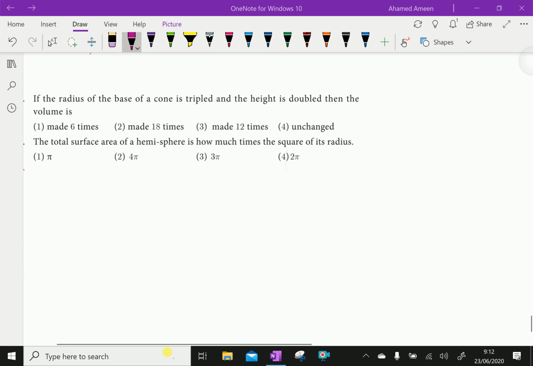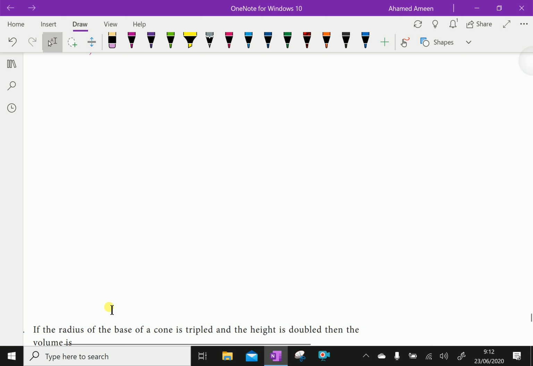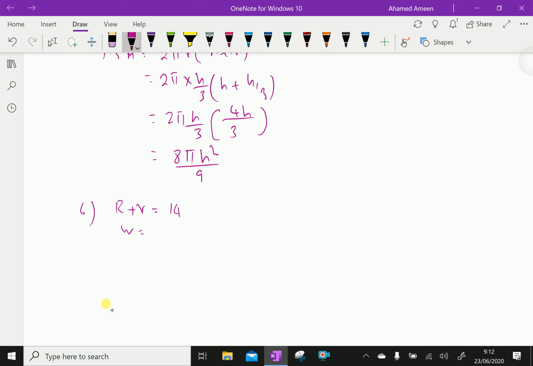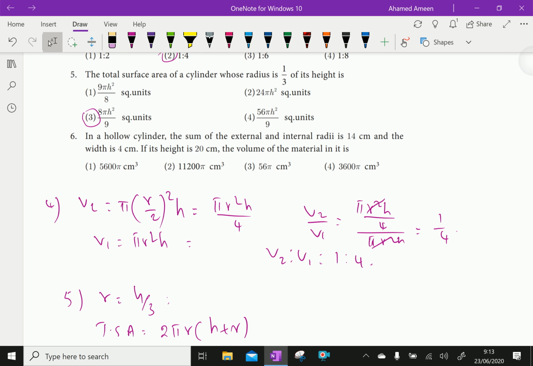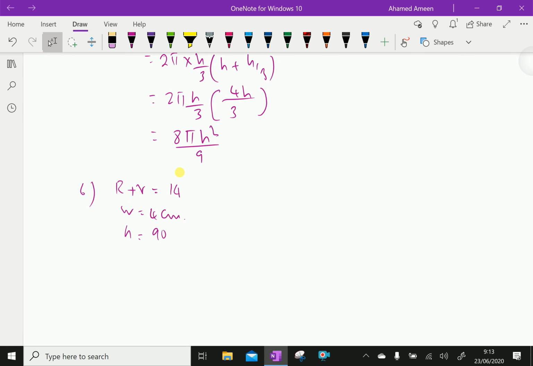Now R plus r is 14 centimeter and width is 4 centimeter, the height is 20 centimeter, not 90. Height is 20 centimeter.